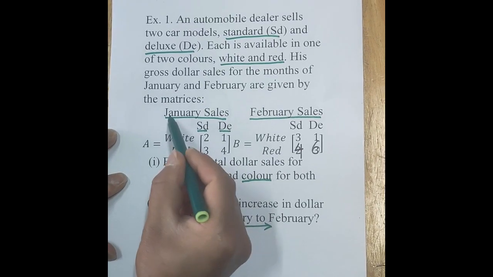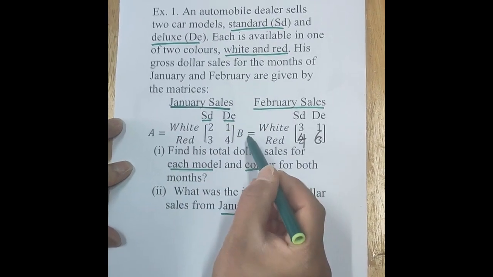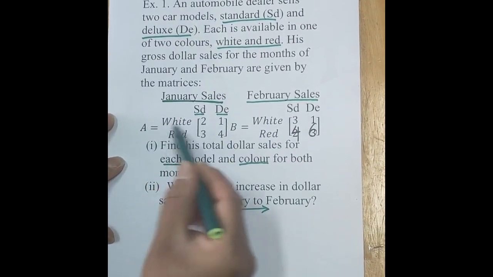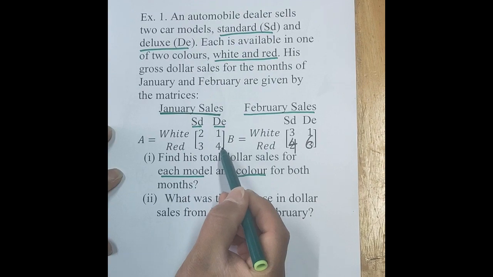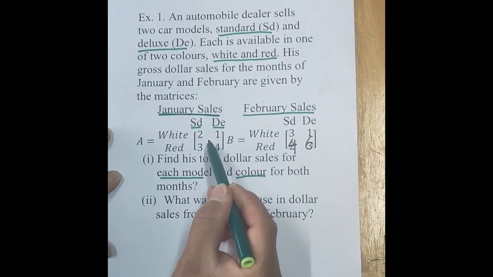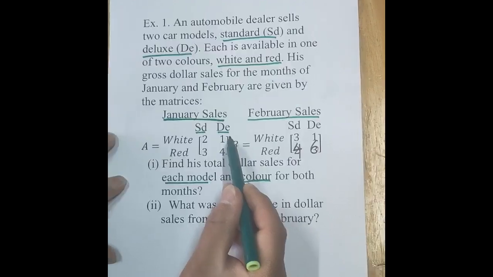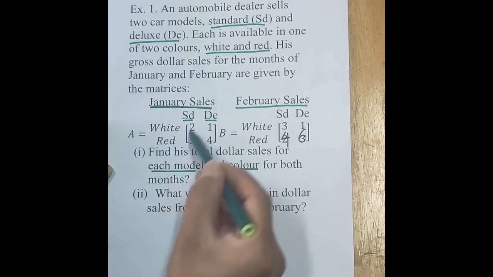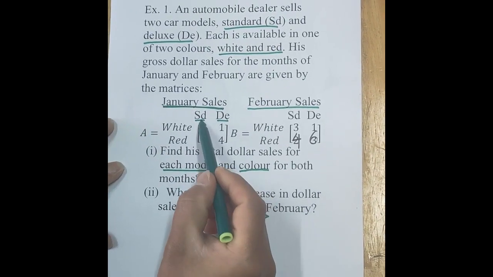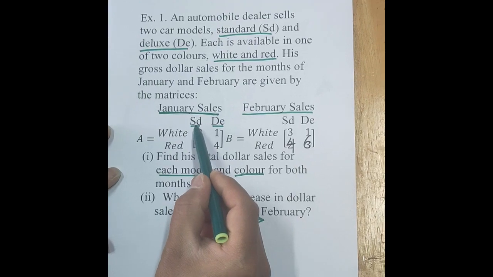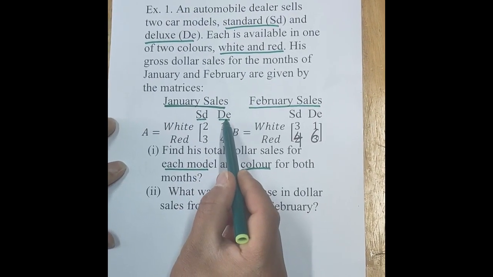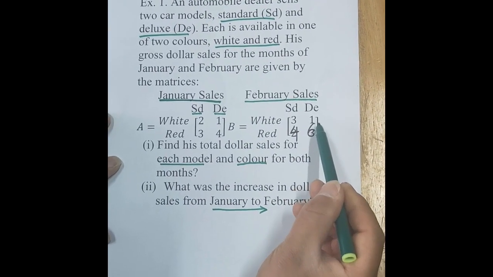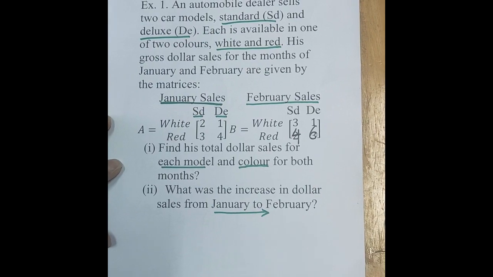So matrix A denotes the January sales and matrix B is for the February sales. So in the matrix A we have 2, 1 and 3, 4. So the rows of the matrix denote the color of the cars, that is white and red, and the columns of the matrix denote the two models of the car, that is standard car and the deluxe car. So same is the case with the matrix B, where you have 3, 1, 4 and 6.